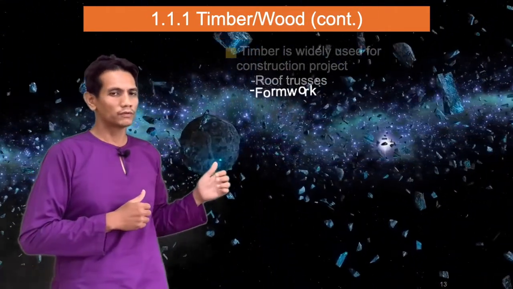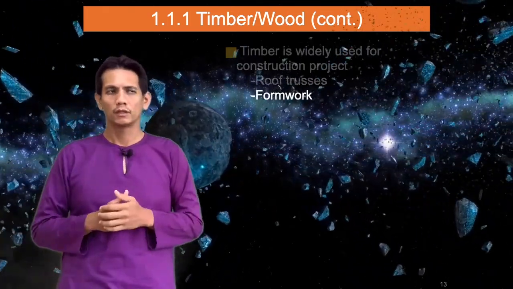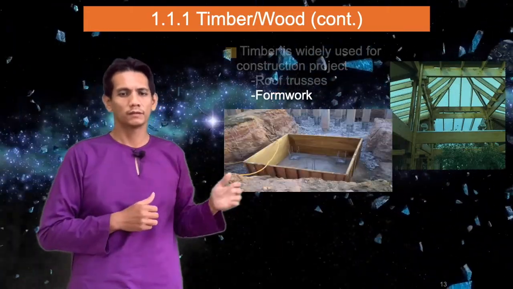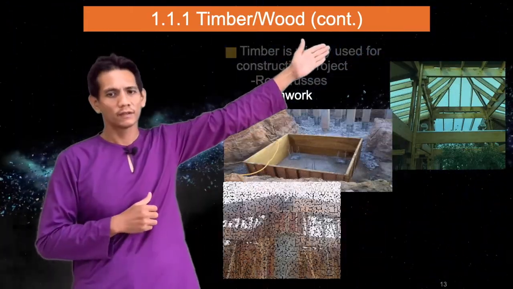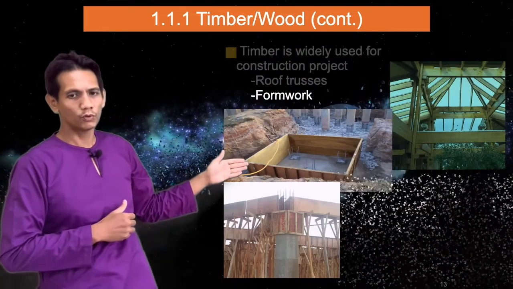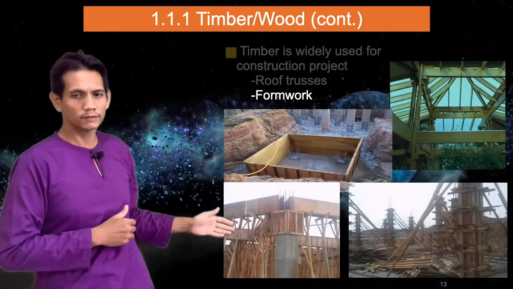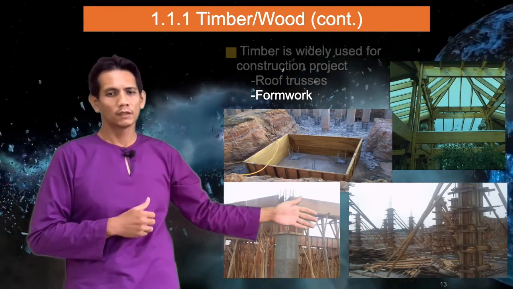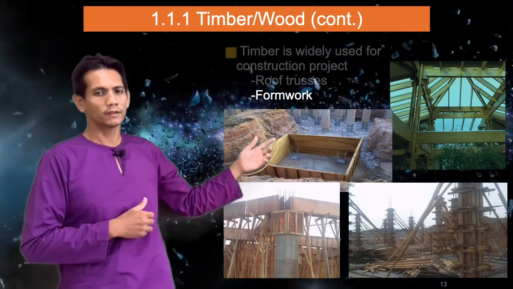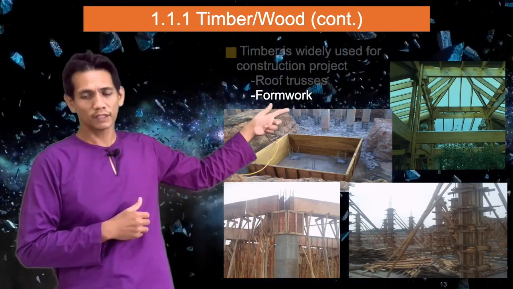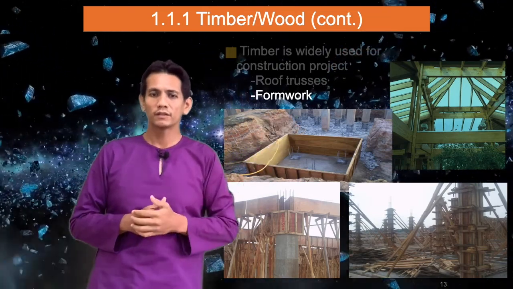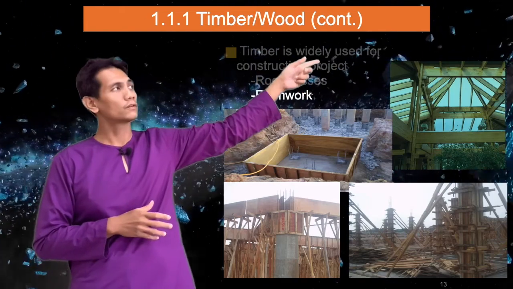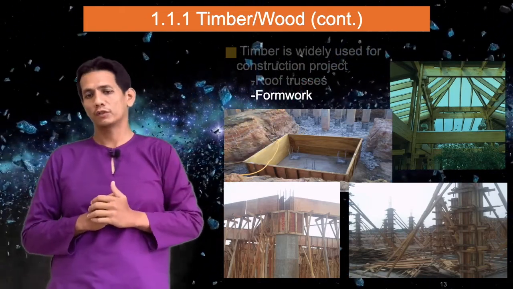In construction projects, we use it on the roof truss. And we use it as formwork, as shown in the figure, right? So we have the trusses, and then the second figure is for formwork, and the third figure also formwork, and the fourth figure also formwork. The fourth formwork is for the column, the third figure for the beam, and the second figure is for footing, right? Foundation. All these formwork are used to cast the concrete. The first is roof trusses, using timber or wood.